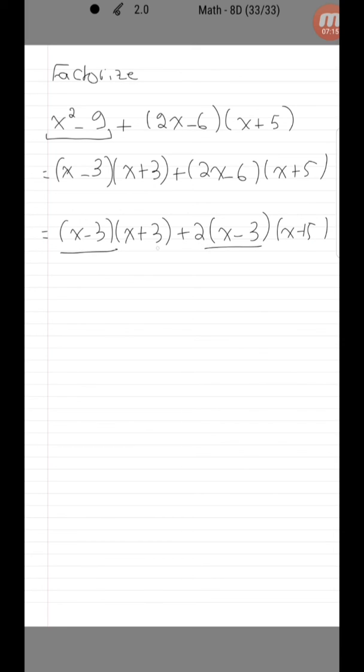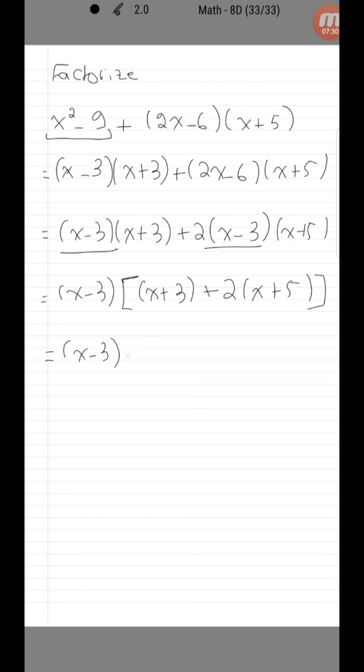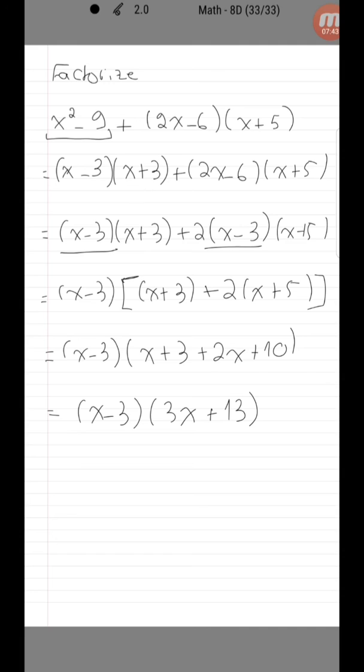Now, x minus 3 is a common factor. I take it, open brackets, I'm left with (x + 3) + 2(x + 5). Now expand inside the brackets: (x − 3)(x + 3 + 2x + 10) equals (x − 3)(x plus 2x is 3x, plus 3 plus 10 is plus 13), and I'm done.